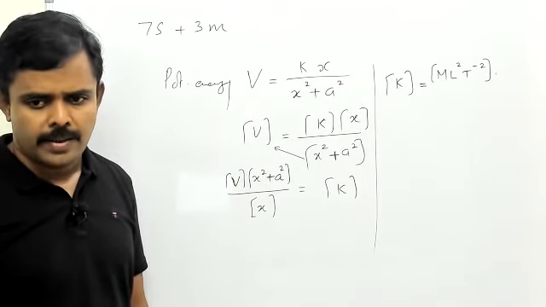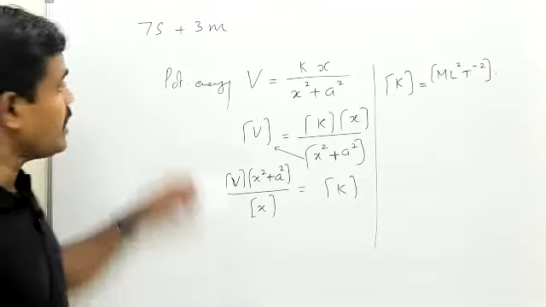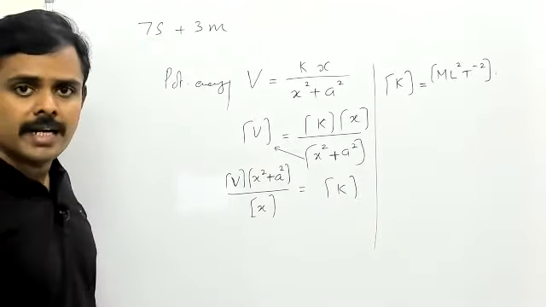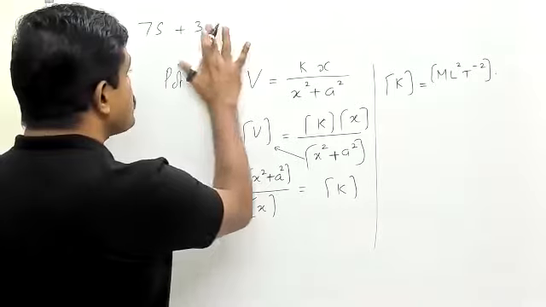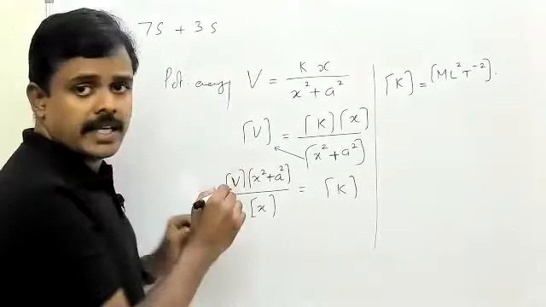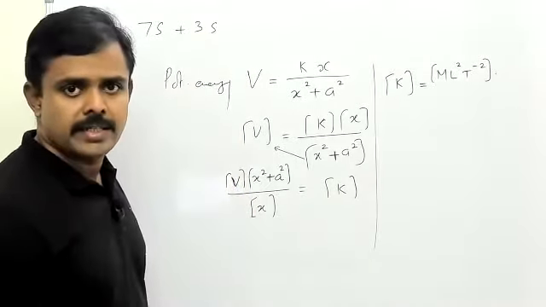Can you hear me? This can't be done. 7 seconds and 3 meters can't be done, and it can't be added. So you can add them only if both are seconds or both are meters, right?